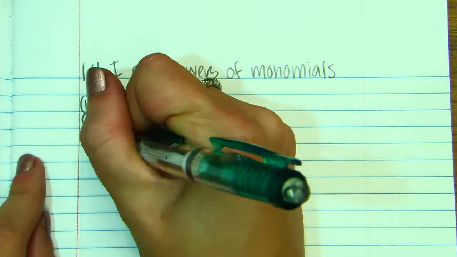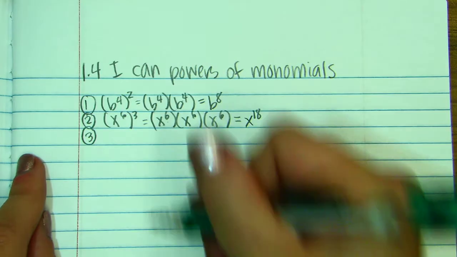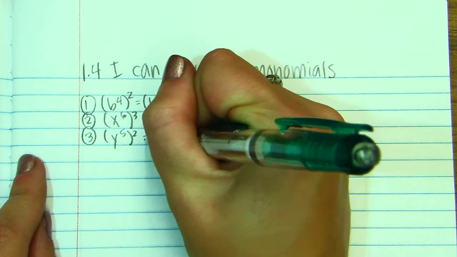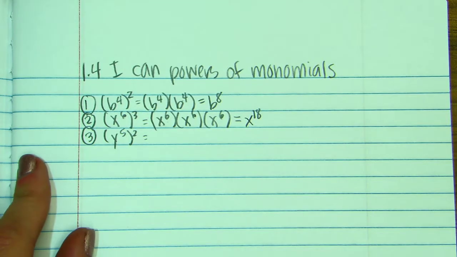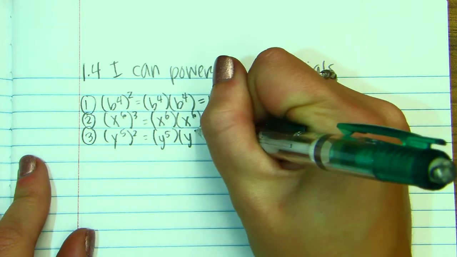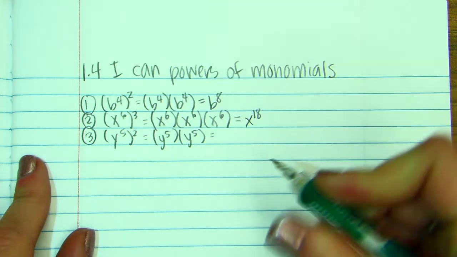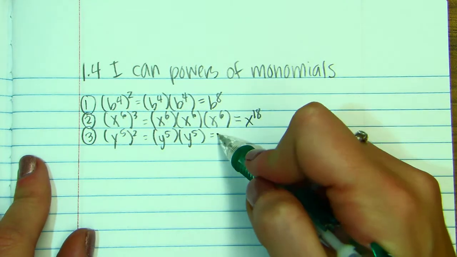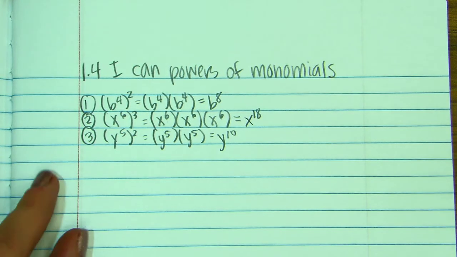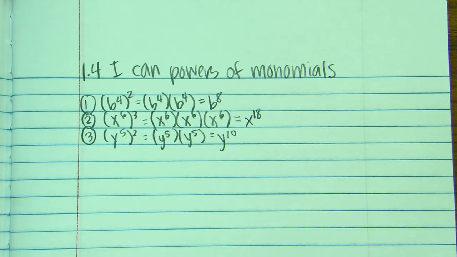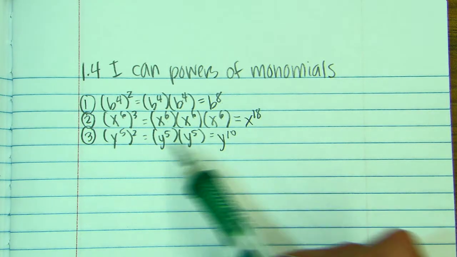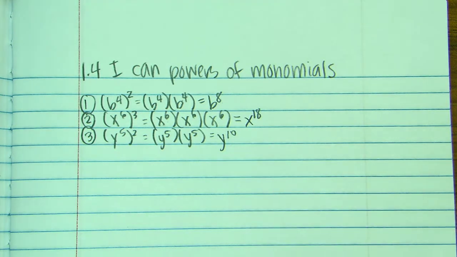And then for the third example, let's do y to the fifth to the second power. So I have y to the fifth times y to the fifth. So I have 10 factors of y, so it's going to be y to the 10th power. So if we look for a pattern here, I notice that 4 times 2 is 8, 6 times 3 is 18, 5 times 2 is 10.